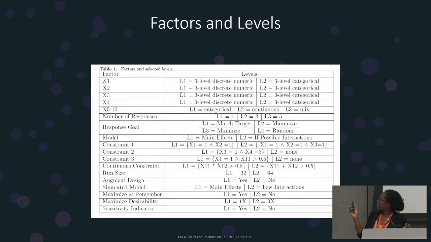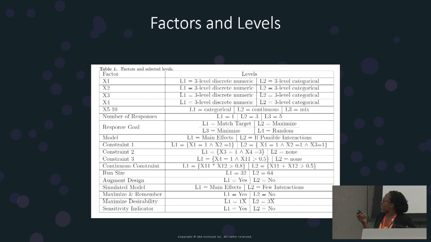So here are the dataset generation factors and test case selection factors that we decided upon. Basically, every row in this dataset suite, these are the factors that were used to generate our data sets. So the first 4 factors are actually 2-level categorical factors that consists of the levels, either 3-level discrete numeric or 3-level categorical. The next 6 factors are either all categorical factors, all continuous factors, or a mix of the two.